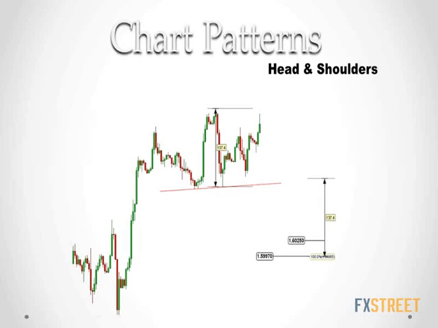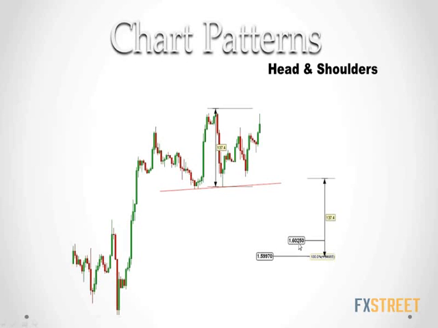As mentioned, we draw a line from the top of the head to the neckline and project that line downwards from that point of breakout. That gave us a target at around 1.5997. So now we have two targets, the head and shoulders target at 1.5997 and the Elliott Wave target at 1.6025, almost 30 pips away.